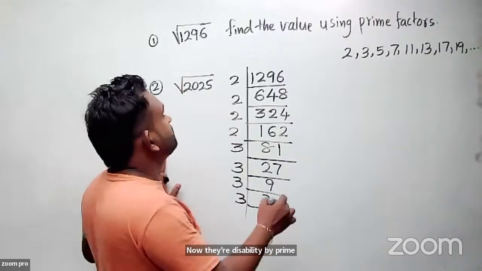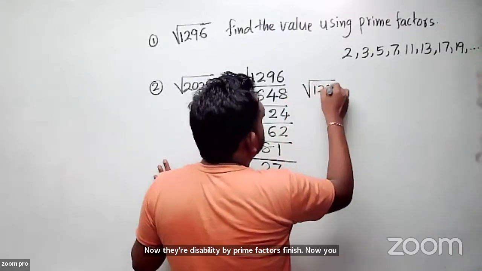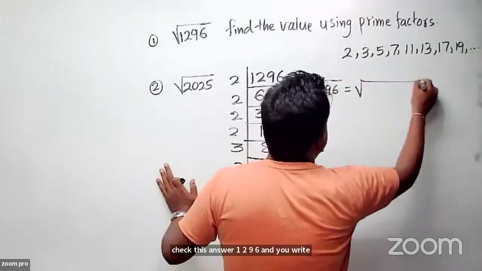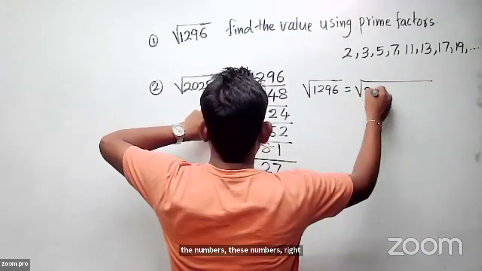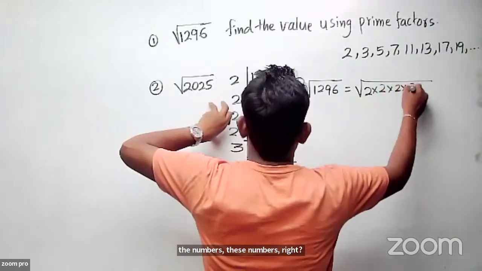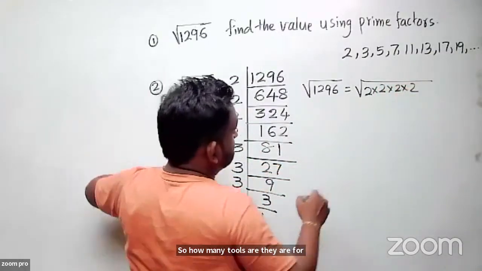Now you check this answer, 1296, and you write it as a product of these numbers, right? So how many twos are there? 4 twos, and here 4 threes.